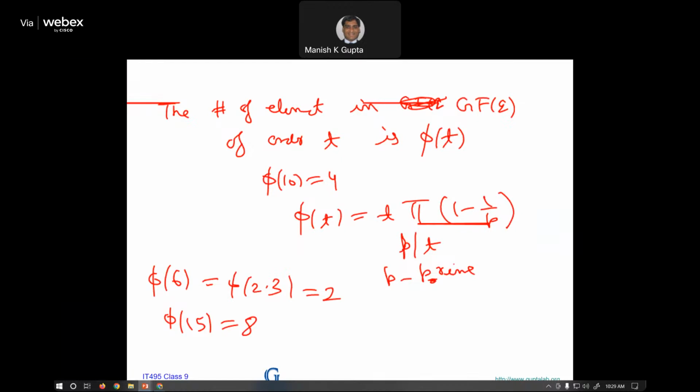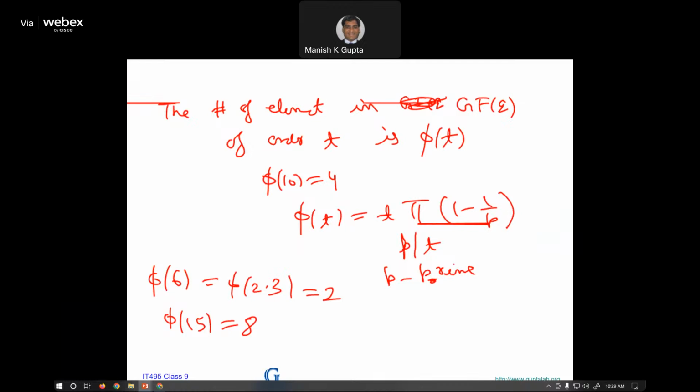And if I ask this question: how many elements are there in a field with q elements of order t? A beautiful answer is phi of t. You know what phi of t is? The Euler totient function. You might have seen it in cryptography too. The Euler totient function counts all those elements less than t with GCD 1 with t. It turns out that the number of elements in GF(q) of order t is phi of t.